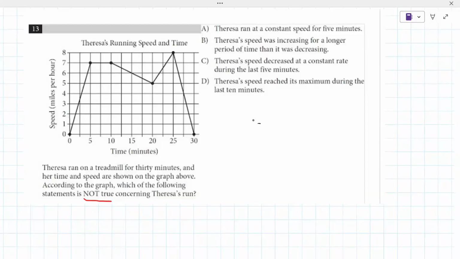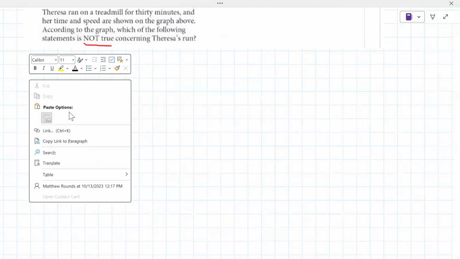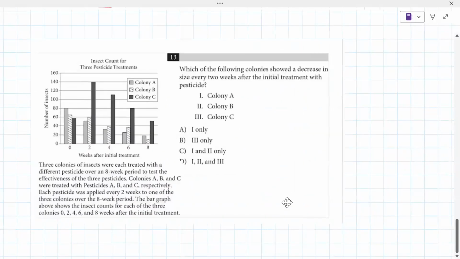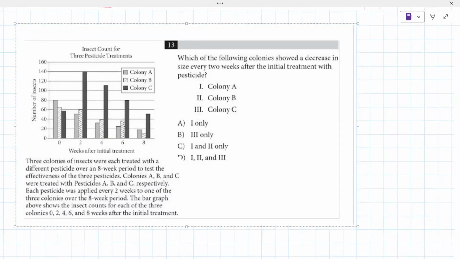So that means the others must be true. Is that what we're saying? Yeah. So I agree that one's true. Teresa's speed decreased at a constant rate during the last 5 minutes. That's true. Teresa's speed reached maximum during the last 10 minutes. That is also true. So yes, the answer is B. Always have a way to work through those not trues, however you decide. It's a reminder that there's 3 that are true in that problem. Okay. Last one before we switch to something else here.